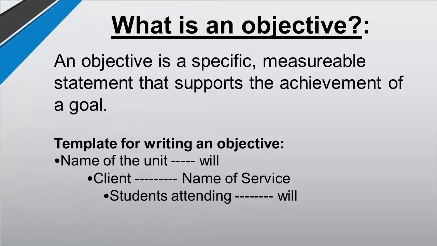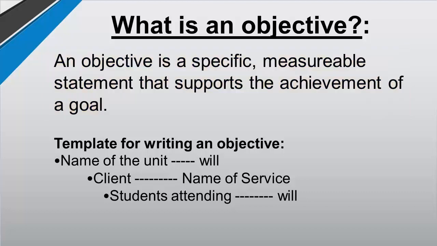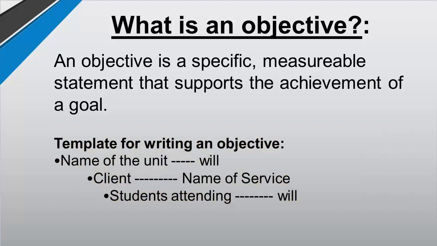After you have established a broad goal that relates to the college strategic plan, you need to establish objectives. An objective is a specific, measurable statement that supports the achievement of a goal. In order to write a successful objective for your goal, consider the following template. Fill in the blanks using the name of the unit, the client, or students. An example of this is in the next slide.